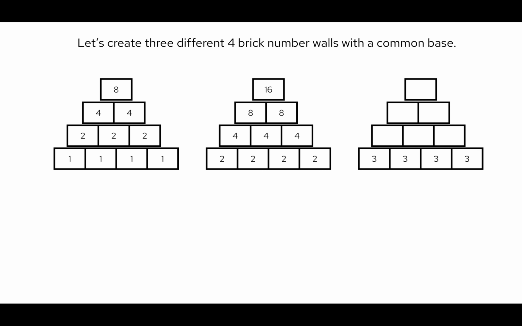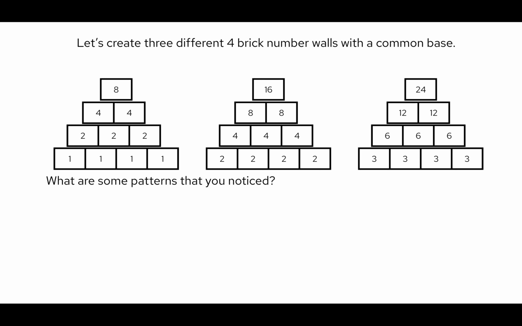And for the last one, let's just use 3. Again, 6, 6, and 6, and 12. And then the sum of 12 and 12 is 24. Get the idea? Okay, so what are some of the patterns that you noticed?